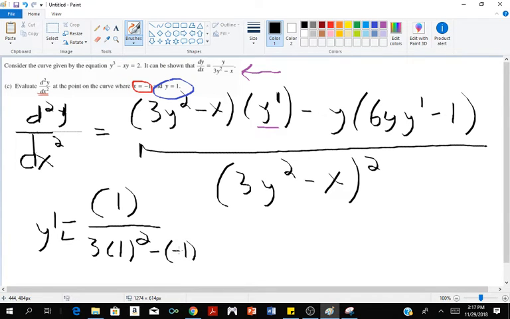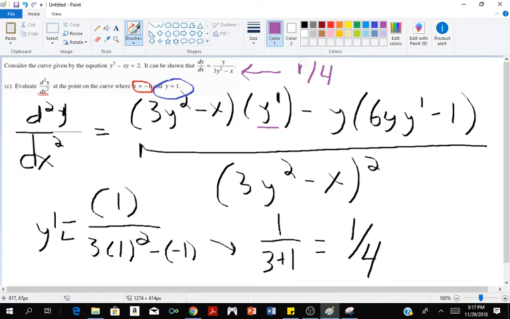So we just took the derivative and plugged x and y in. Now we're going to simplify this. It's going to be 1 over 3 plus 1, so we're going to get 1/4. So y prime is 1/4. I'll go ahead and put it up here so we don't forget it. Y prime at this specific spot is going to be 1/4. All right, so I'm going to get rid of this now. We'll keep the second derivative up there.